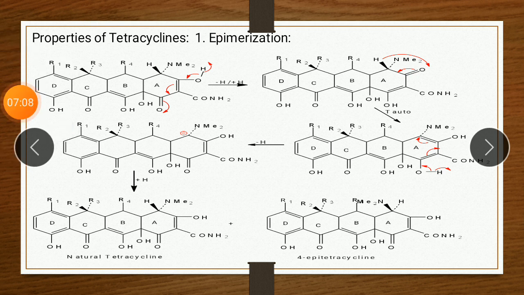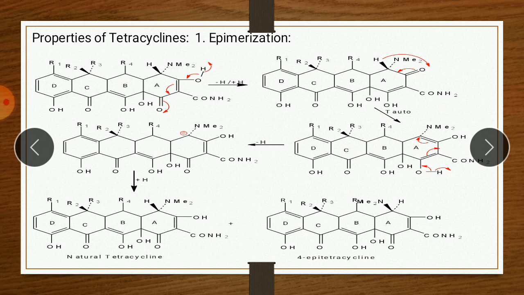So what do I mean by epimer? Epimer means a change in configuration at a particular position. So it is a reaction showing how tetracycline forms the epimer. If you see the reaction, just follow the arrows.